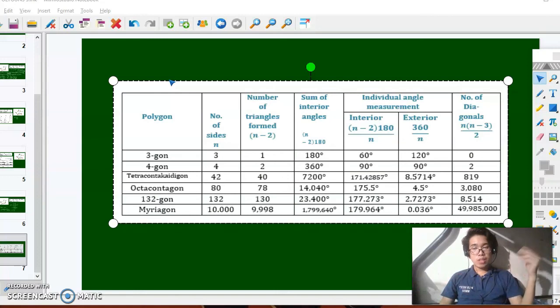You can also use the same recurring pattern for the tetragon, the 40-gon, the 80-gon, the 132-gon, and the myriagon. You can fill that table simply using your calculator, and you'll get these interesting properties for specific types of polygons. What you can also notice is that if you add the interior and exterior angles, they always equal 180 degrees. As the interior angle gets bigger, the exterior angle gets smaller. That's one thing you can notice about the individual angle measurements for these types of polygons, because the interior and exterior angles are supplementary angles, or they form a linear pair.